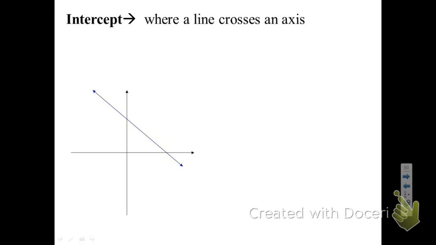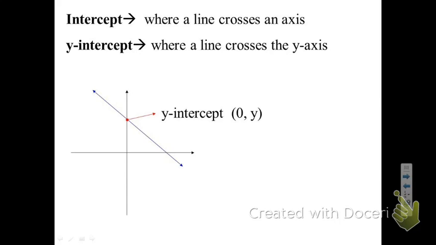So again, we talked about this in our last section. The intercept is where a line crosses the axis. So on this graph we actually have two of them, one right there, one right there. The top one that we have is known as the y-intercept, and this is when x equals 0, so we can actually create an ordered pair.